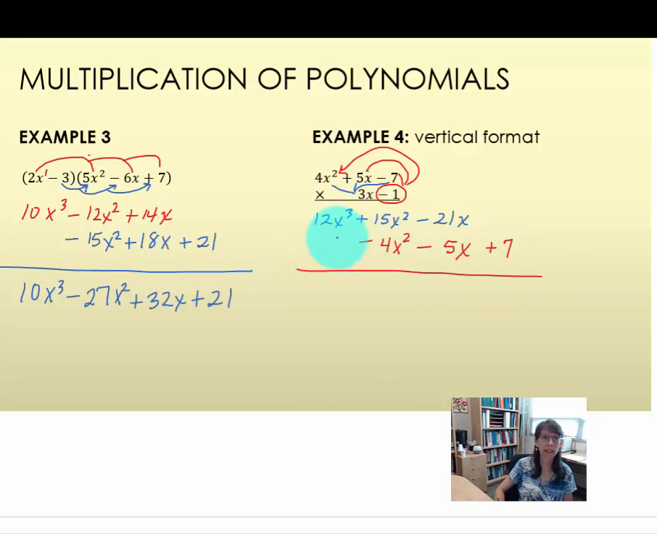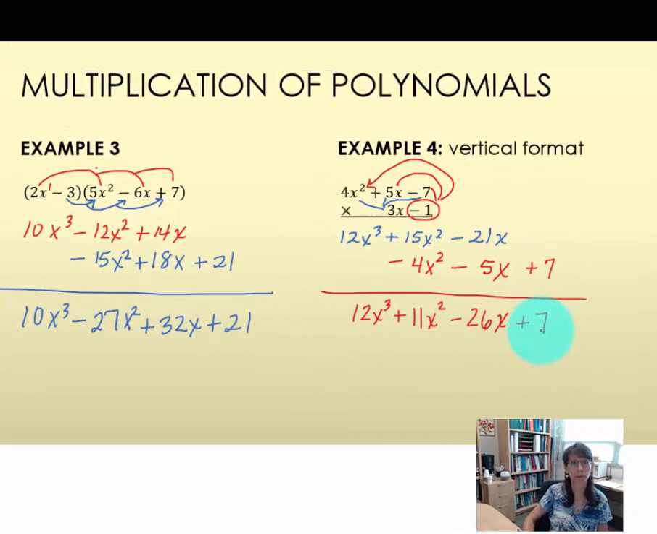So when I combine the like terms, I know that 12x cubed is the only cube term. 15 take away 4 would be positive 11x squared. Negative 21 minus 5 would be minus 26x. And positive 7 is the only constant term. So automatically the terms are written from the highest to the lowest power.